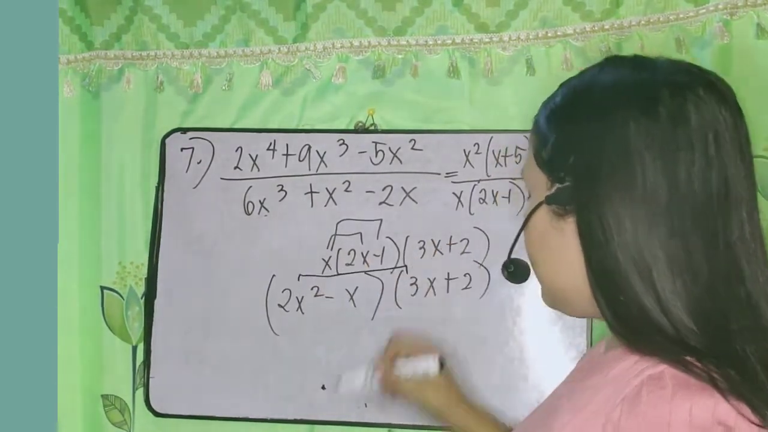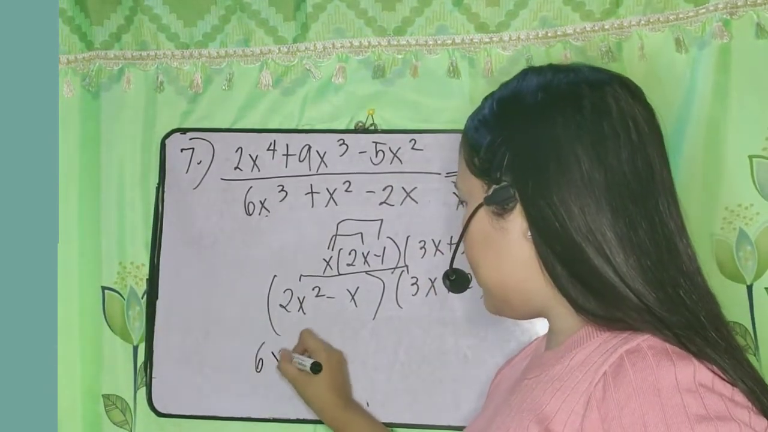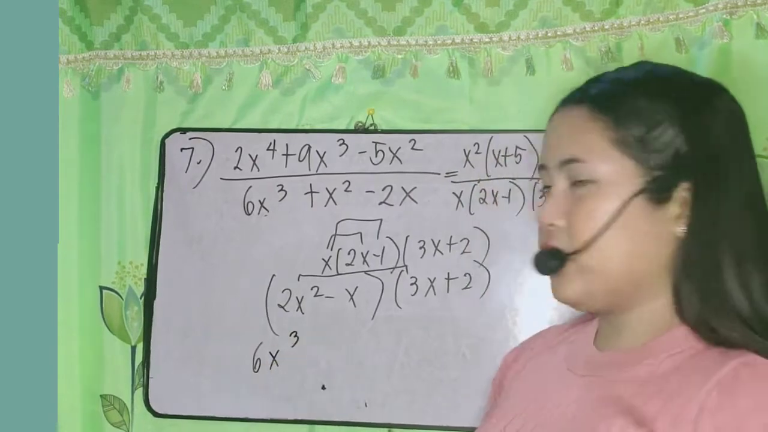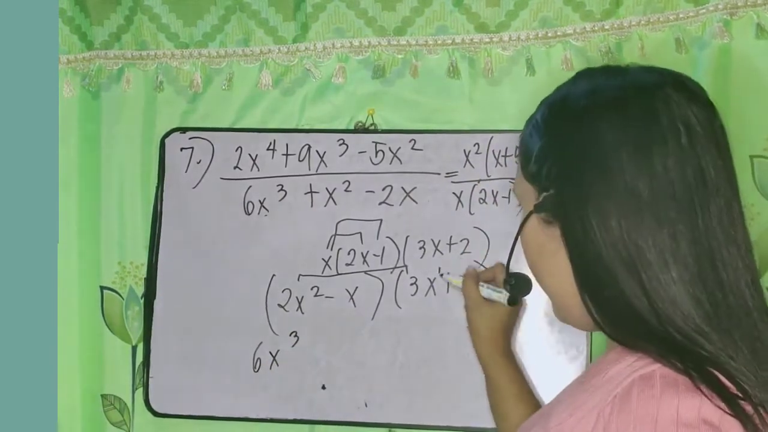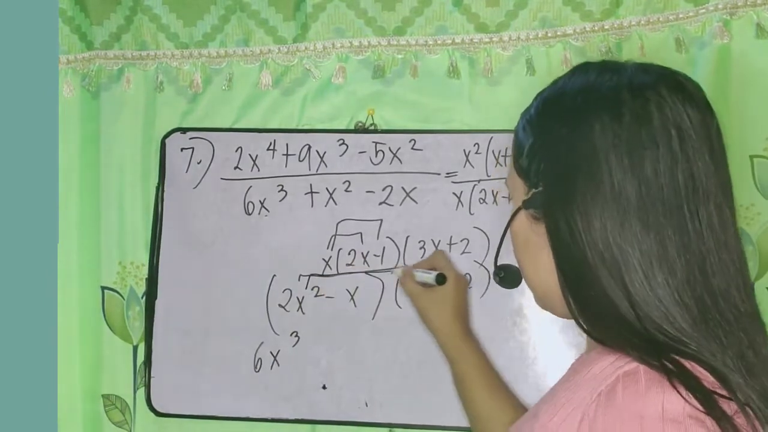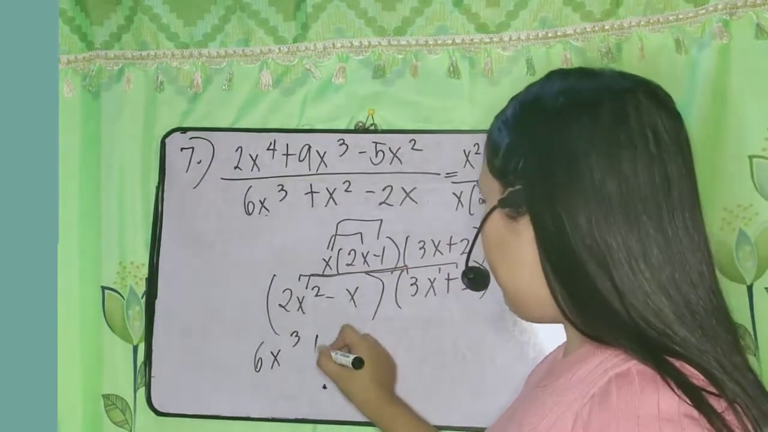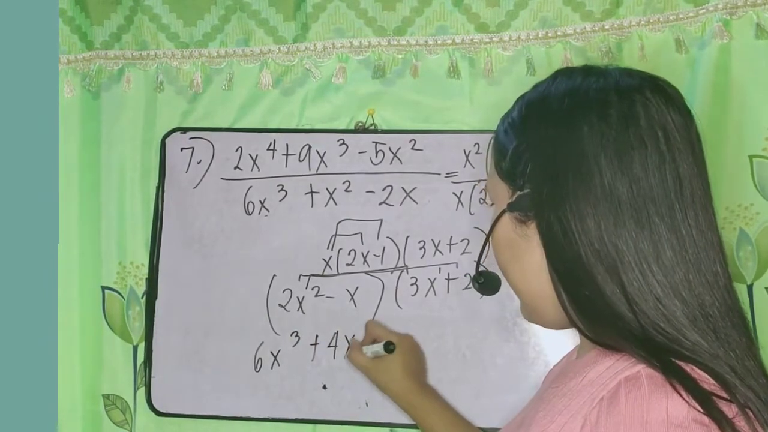So, ayan. So, 2x squared times 3x, we have 2 times 3, we have 6x cube. So, paano po nakuha yung cube? Di ba may exponent na 1? 2 plus 1, we have 3. Okay? So, ayan. So, 2x squared times 2, we have positive 4x squared.